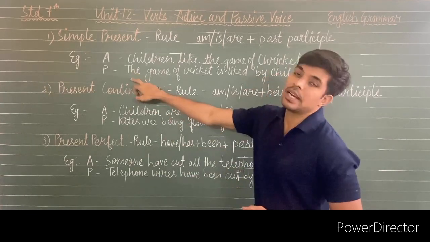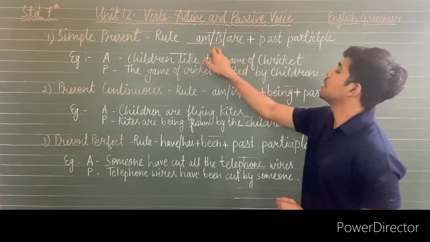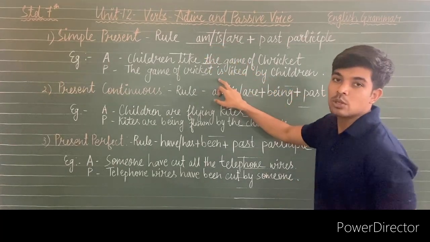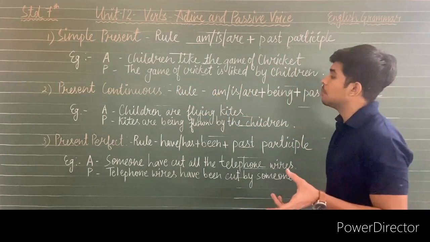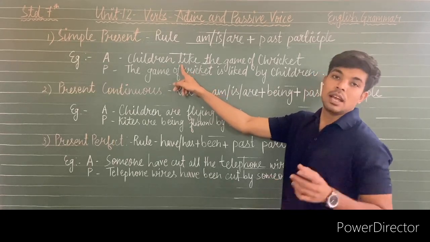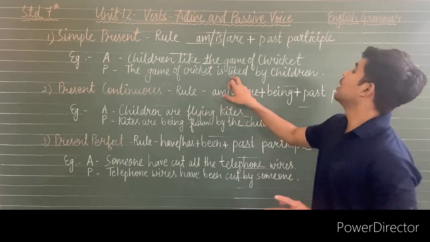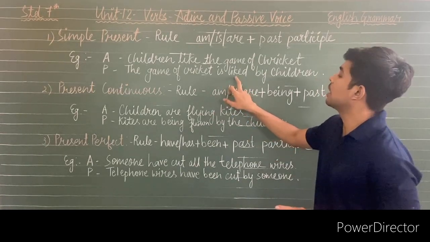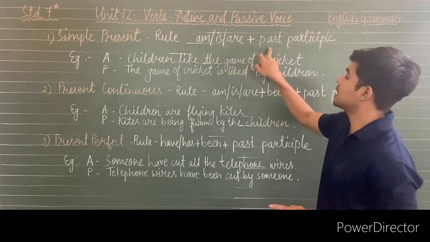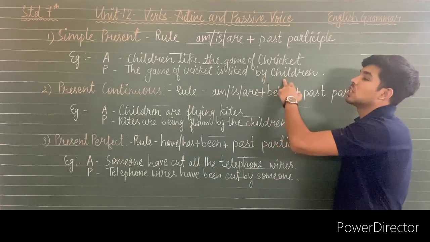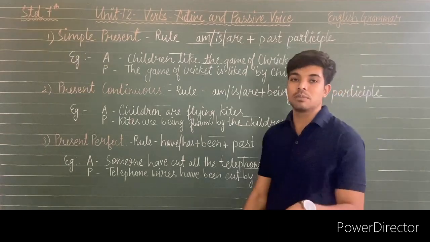So we'll write the predicate first, the game of cricket. Then we have to pick the helping verb. Here it is appropriate to use is. So the game of cricket is. Then the past participle; the base verb was like. If we convert like into past participle, it will become liked. So that's why I have written liked here. The game of cricket is liked, I have taken it from here, the past participle, and by children is the subject. So this is how we are changing the active voice into a passive voice.